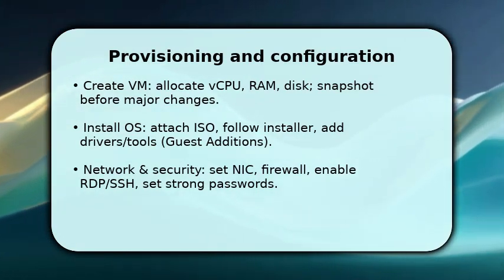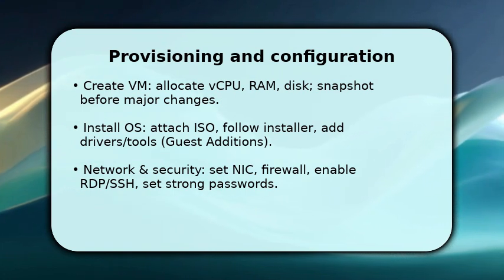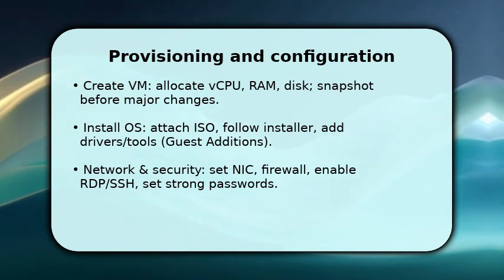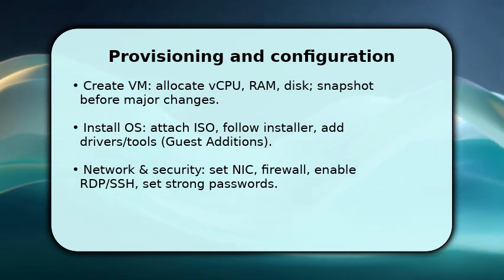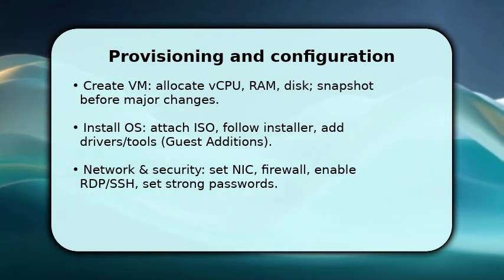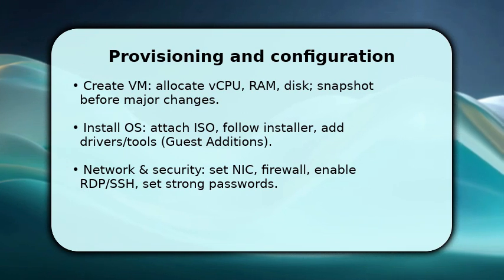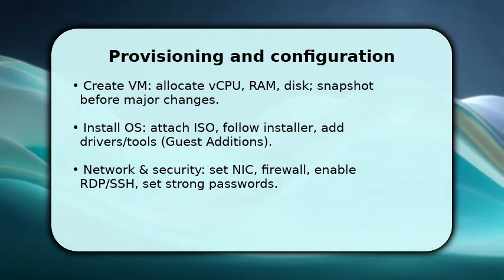Spin up a VM with appropriate vCPU, RAM, and disk sizes. Balance resources for performance versus cost. Attach the OS ISO and run the installer. Then install guest tools or integration services to enable clipboard, resolution, and file sharing.